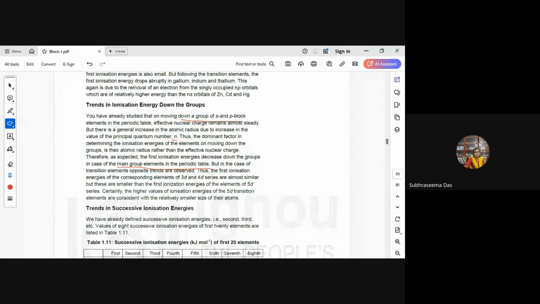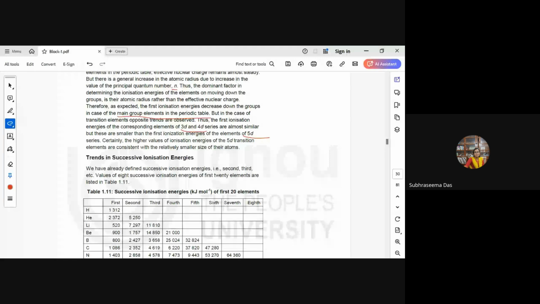The first ionization energies of the 3d and 4d series are almost similar, but they are much smaller than the first ionization energies of the 5d series. These higher values of ionization energy of the 5d transition series are in accordance with the small size of their atoms.